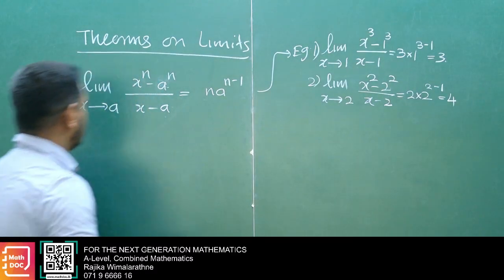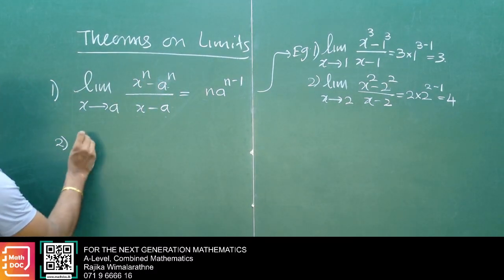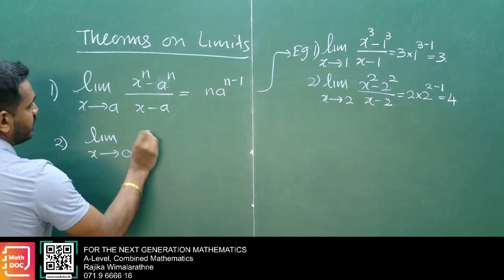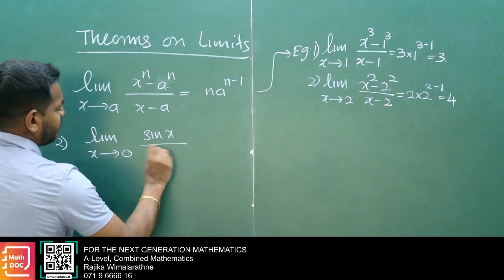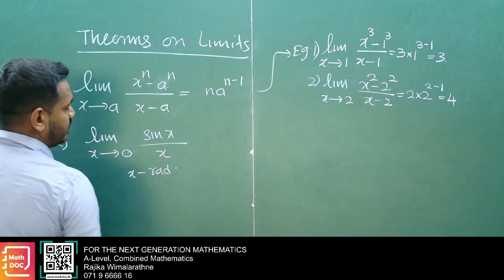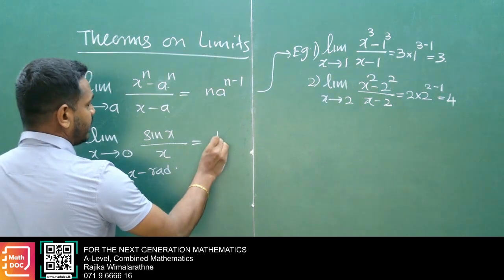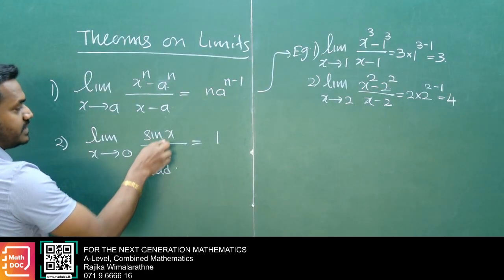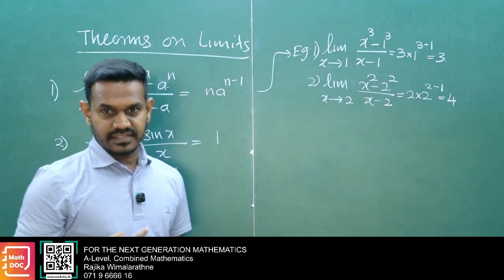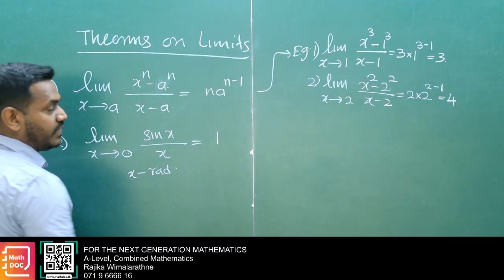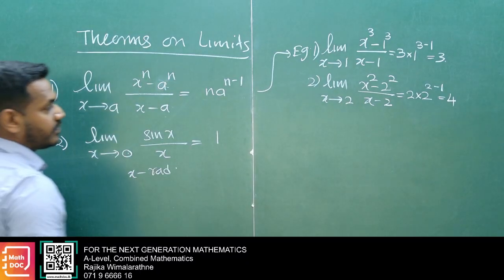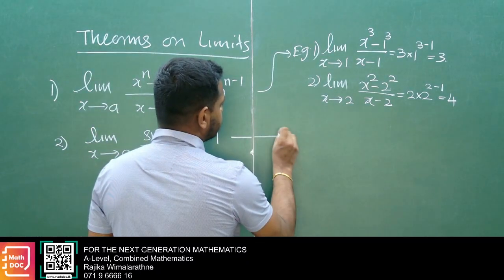Now theorem number 2: limit as x goes to 0 of sin x divided by x type. Here x must be given in radians. So here we write the answer 1. If you put 0, sin 0 divided by 0 is 0 by 0, undefined. But we have a solution for this, that is 1. Here x must be 0. Then see the example.